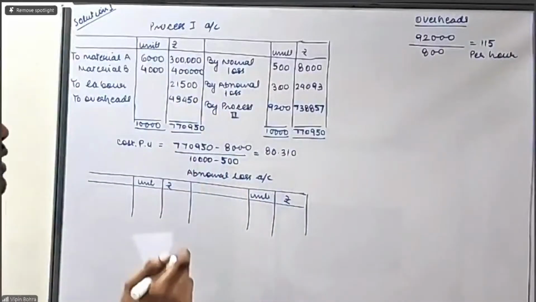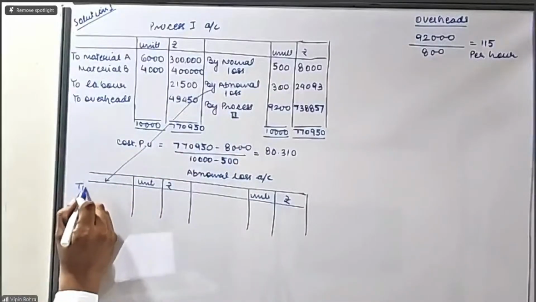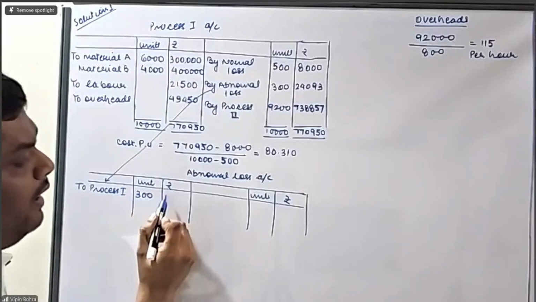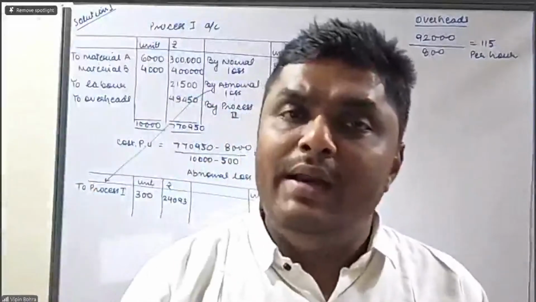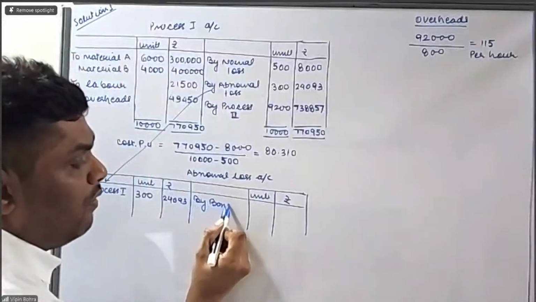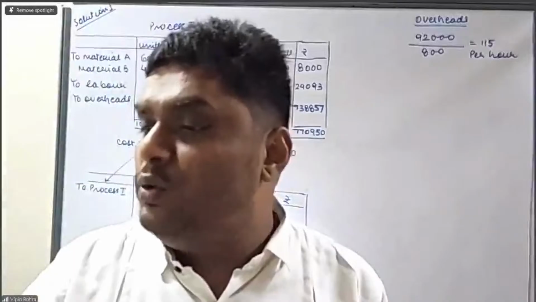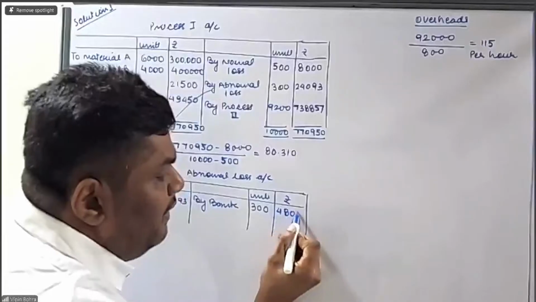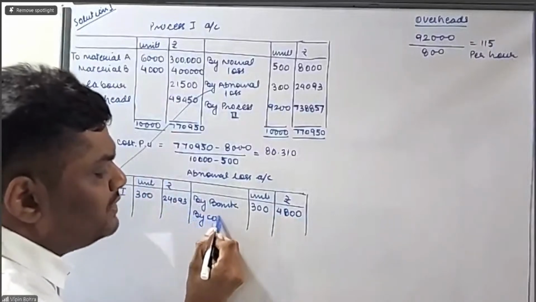The value of abnormal loss will be transferred to the abnormal loss account from process first, wherein it is 300 units and 24,093. Now, just like normal loss units are sold in the market, the abnormal loss units are also sold in the market. So by bank, the value realized on sale of these 300 units, the scrap value given in the question, that is rupees 16 per kg, will be 4,800. This is the amount realized on sale of these 300 units, and the balance will be transferred to costing P&L.